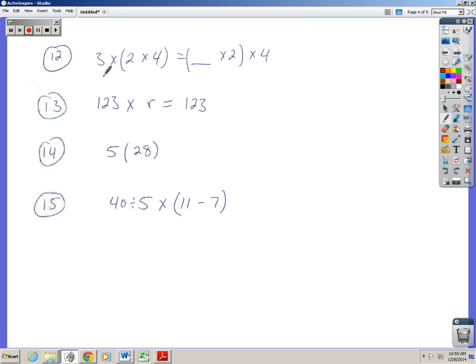Number 12, finding the missing number here. Well, I have 3 times 2 times 4, and then I have blank times 2 times 4. We're going to be 3 times 2 times 4. That's the associative property. Missing number, 123 times r equals 123. R equals 1, and that is the identity property.